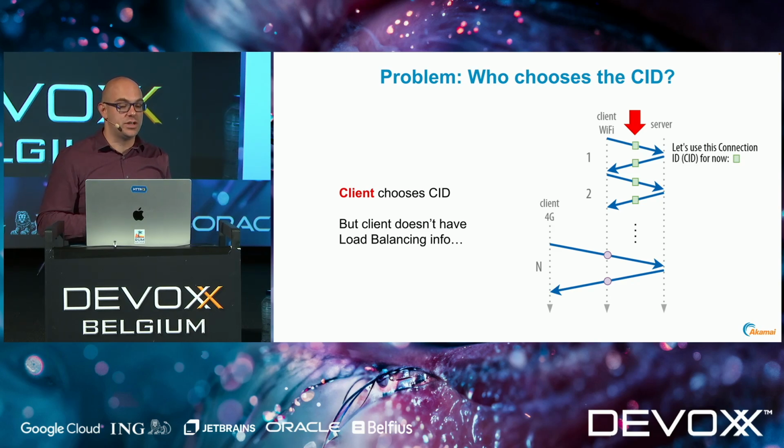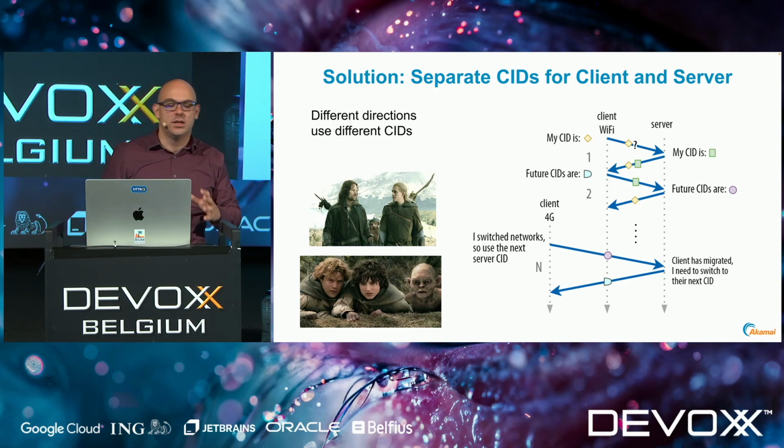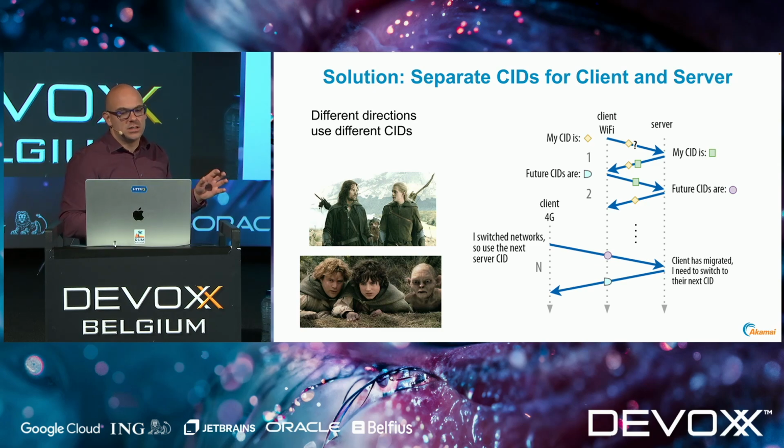So what the real solution is, and I promise this is the final one, this is what's actually happening in QUIC, is that they split the connection ID into 2 different sets. Kind of like how the fellowship was split, right? Sam and Frodo go to Mordor, the rest goes to Rohan, or dies. Spoiler alert.